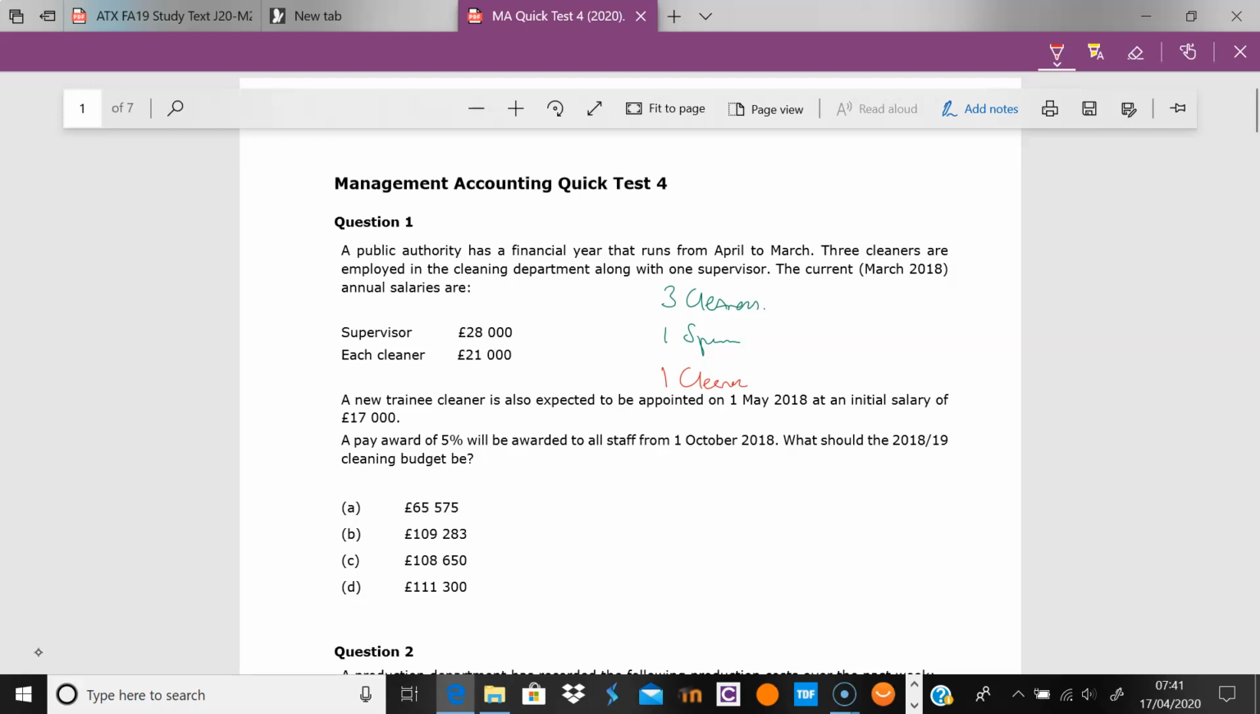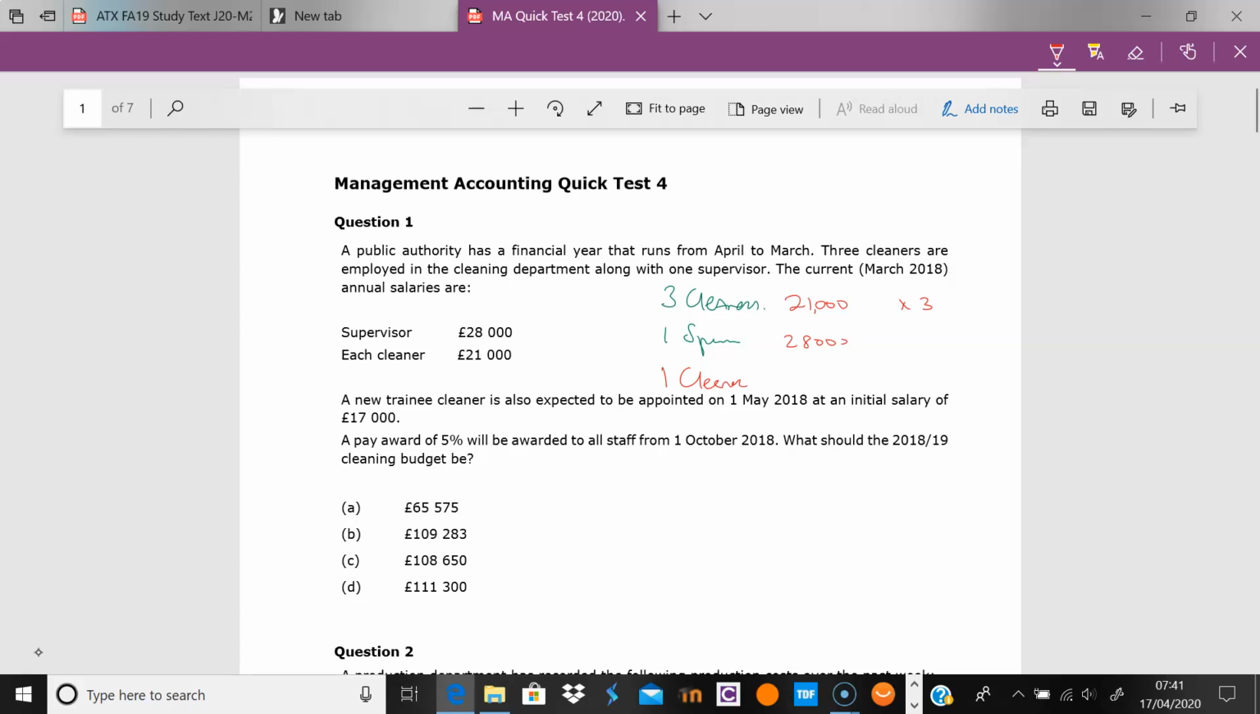So first of all, I have these 3 cleaners and each of them gets 21,000. So overall, they will get, if you like, 21,000 times 3. That's what the budget's going to be for the whole year because we have 3 cleaners. Then I have one supervisor who gets £28,000. And then I have this new cleaner who starts on the 1st of May, which is, if you like, 1 month into the year. So I know they won't be getting the full yearly salary of 17 grand.